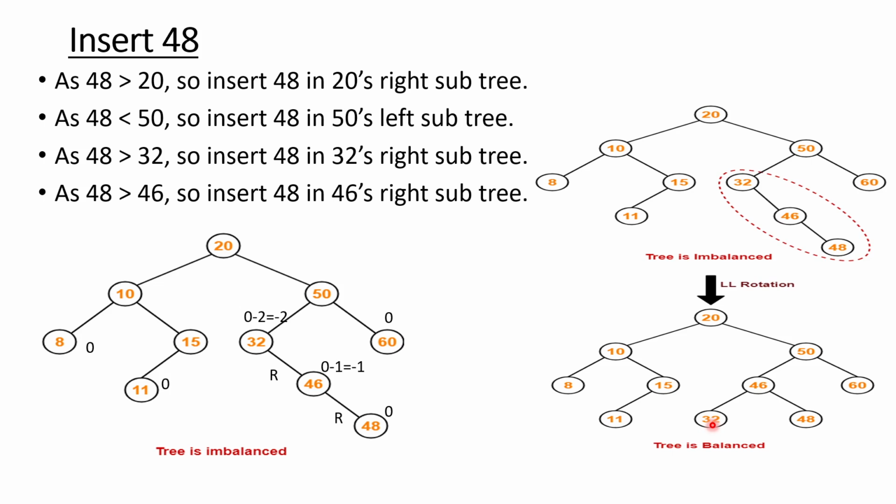32 now becomes the left child of 46. All other nodes are the same. You can see 46, 48, 32 are reordered. 46 is smaller than 50, so it should be on the left side. The right child of 50 is not changed, so it is the same. So this is the redrawn balanced tree.